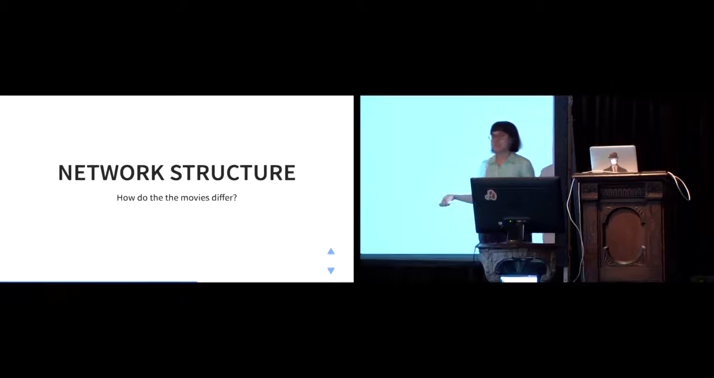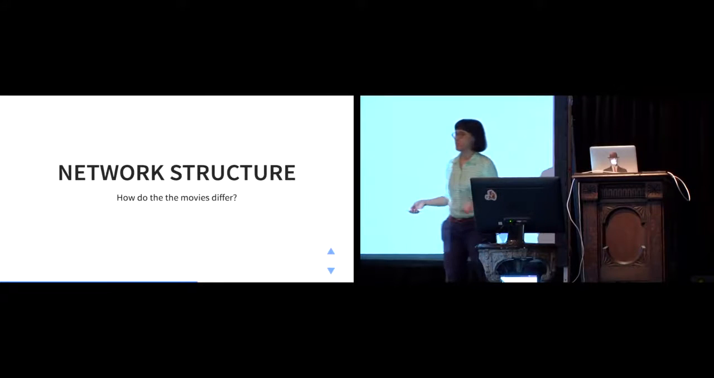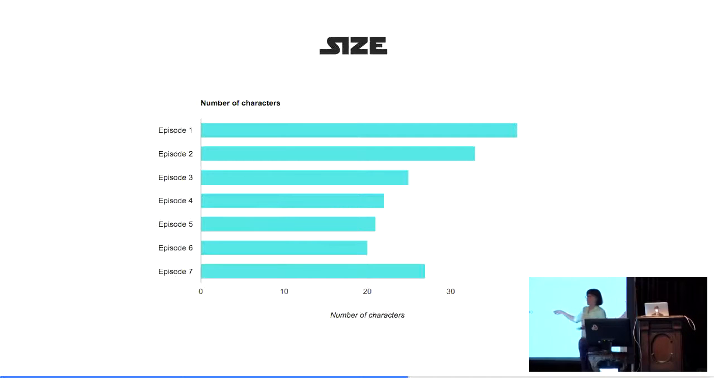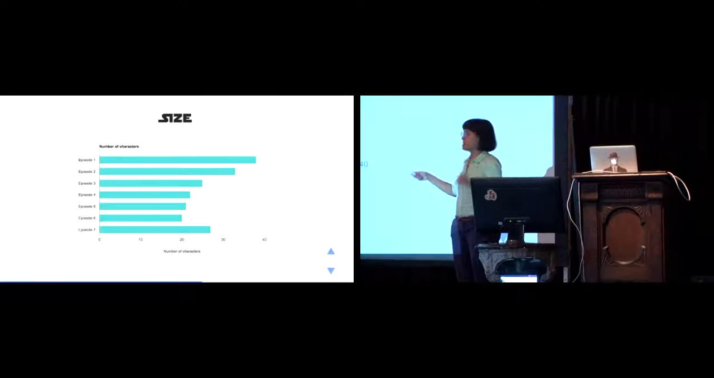Well, I am a data scientist and a machine learning person, so I decided, well, let's quantify the differences. Because you can see some patterns, but how does it actually look quantitatively? So the first thing I can look at is just the size of the network, the number of characters. And this is showing the number of characters that spoke in at least 2 scenes and that had a specific name. So there are no characters that are just Stormtrooper or Pilot.